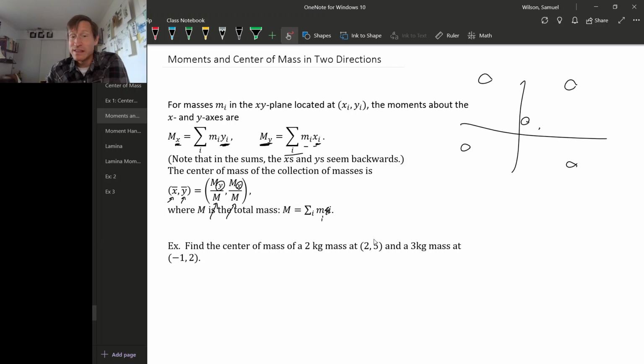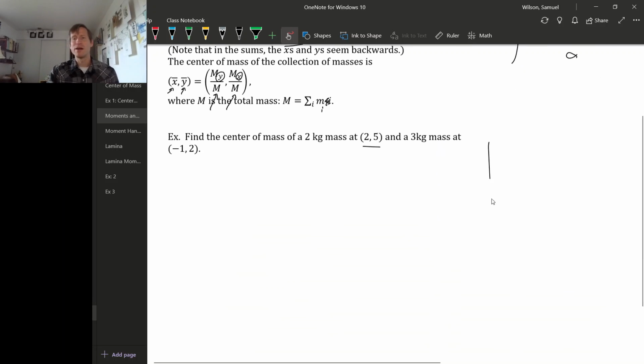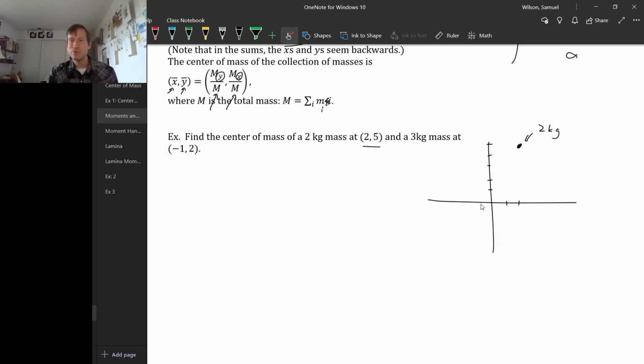So with that in mind, let's find the center of mass of two masses, a 2 kilogram mass at (2, 5), and a 3 kilogram mass at (-1, 2). So we can kind of eyeball where the center of mass ought to come out to be. So let's see, (2, 5), that's going to be 1, 2, 3, 4, 5. That's here. So there's 2 kilograms right here. And then (-1, 2) here. There's 3 kilograms there.